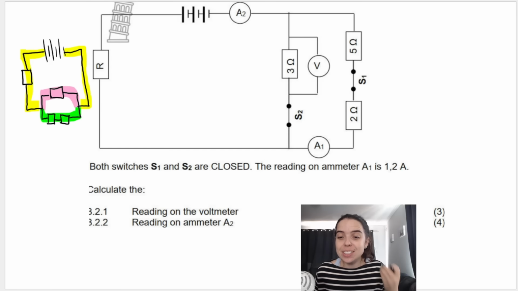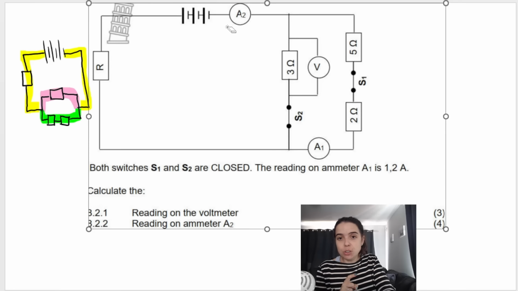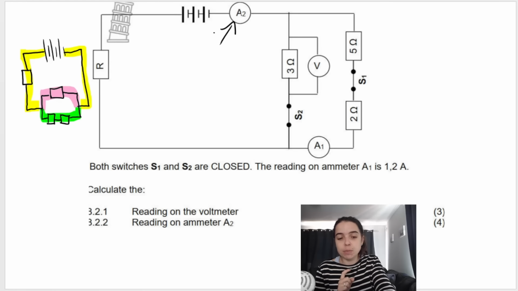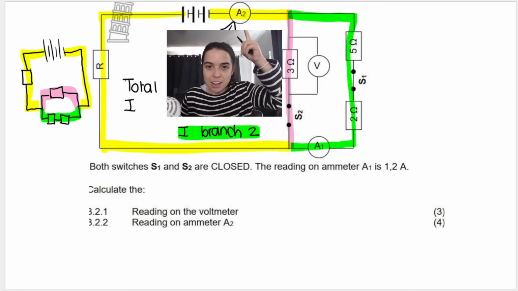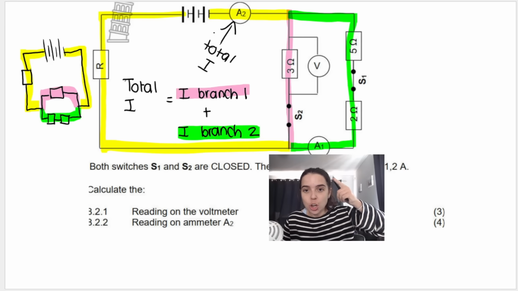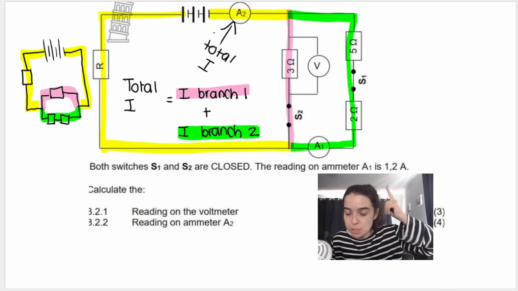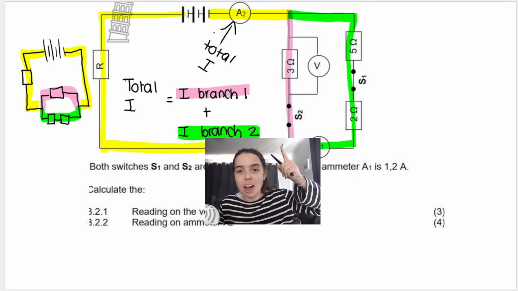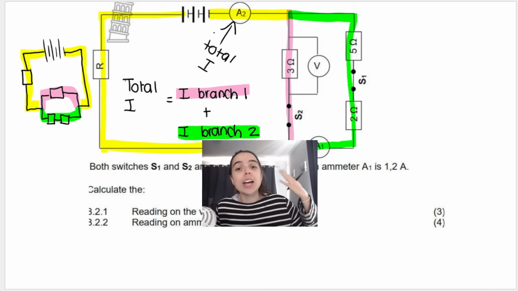My next question says calculate the reading on A2. Now remember we discussed earlier that A2 over here is reading the total current. A2 reads the total current. So remember, the total current is equal to the current in the green branch, which was given to me, 1.2 amperes, plus the current in the pink branch, which I don't know.